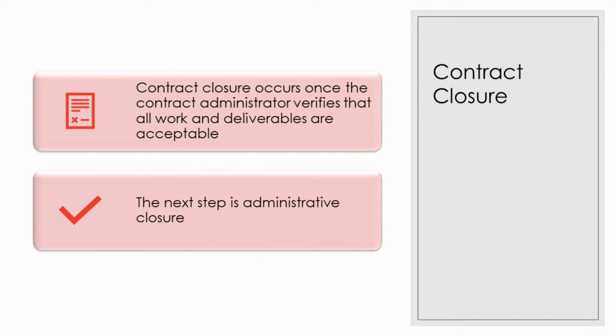The stage of contract closure happens once the contract administrator verifies that all work and deliverables are acceptable. Then we can move to administrative closure. Contract closure is the process of accomplishing all tasks in the deliverable requirements. And for the contract to be closed, the seller is required to complete each and every component of the specified deliverables. This includes products and services. So as a buyer, we have to accept the deliverables and complete all the financial obligations on our end.